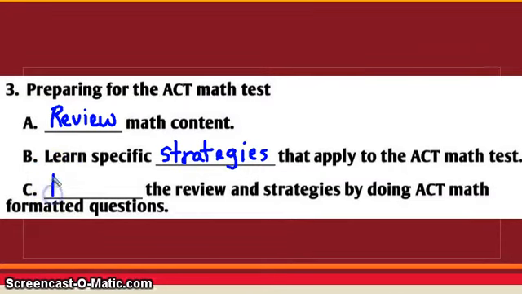All right, and the last thing we're going to do to review is we're going to practice the review and the strategies by doing ACT math formatted questions. So that is super important, and that's pretty much an overview of this course.